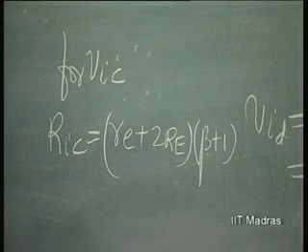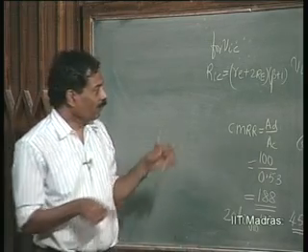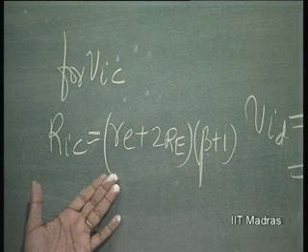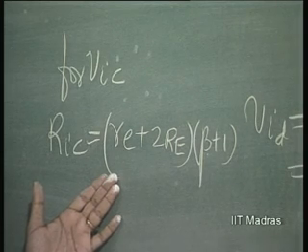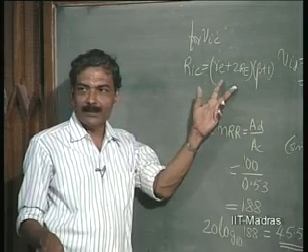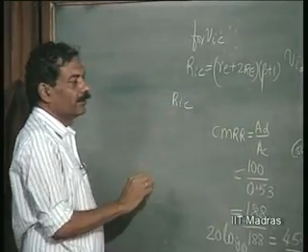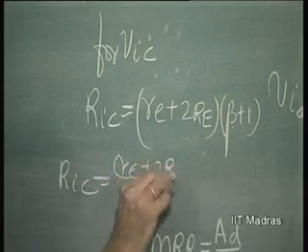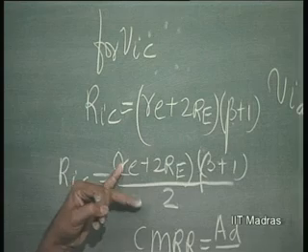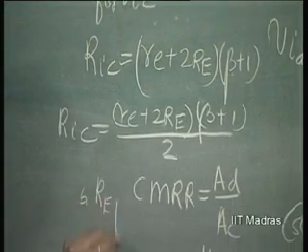Since VIC is supplying two amplifiers, what will be the effect on input impedance? One amplifier is seeing this much input impedance, another amplifier connected to the same voltage is also seeing the same impedance. Now, as far as VIC is concerned, there are two such impedances connected in parallel. So, what is the effective impedance seen? This impedance divided by 2. Is this clear? So, effective RIC is going to be RE plus 2RE into beta plus 1 divided by 2. Normally, this RE is very small compared to 2RE. Therefore, effectively, this is RE into beta plus 1.